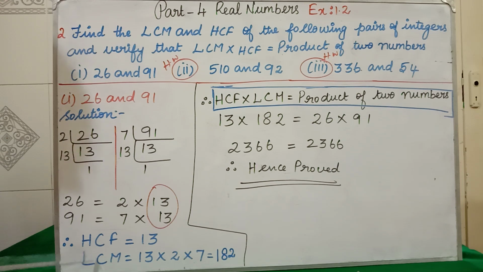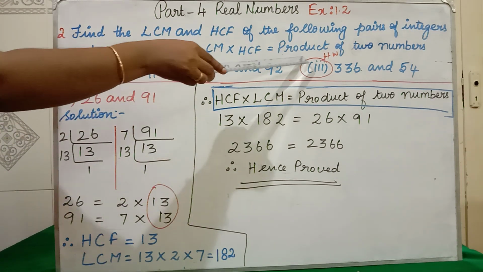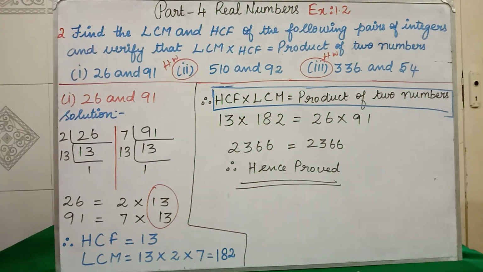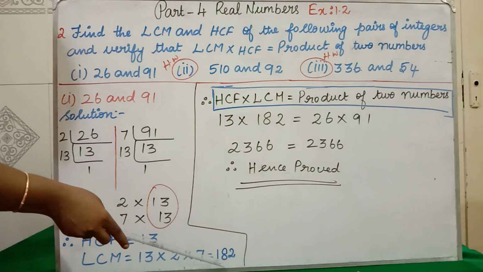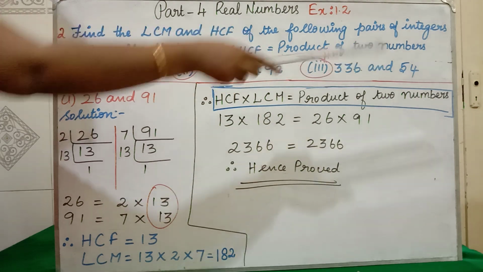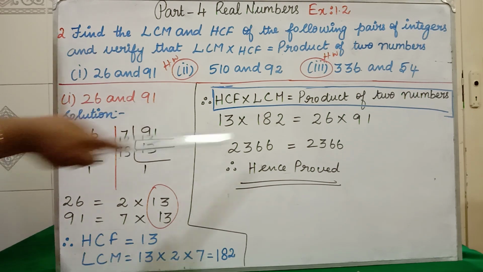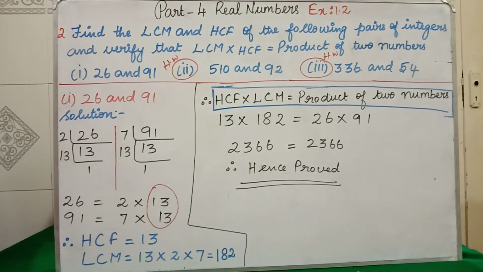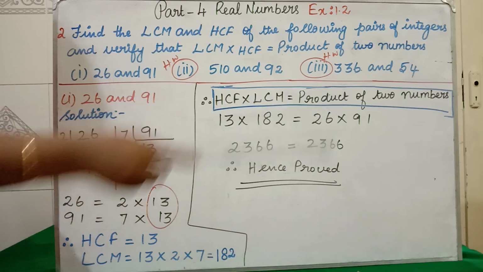Clear? Here HCF is 13. So I am writing this line: LCM into HCF is equal to the product of two numbers. Therefore, HCF is 13 and LCM is 182. So 13 into 182 is equal to the product of the two numbers. Product means multiplication, so we want to multiply 26 into 91. So 13 into 182 is 2366.